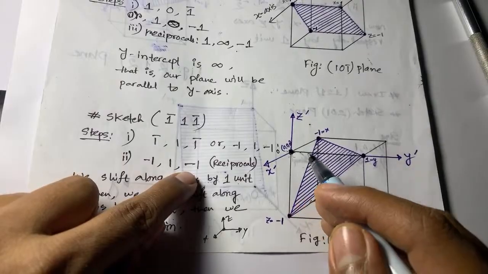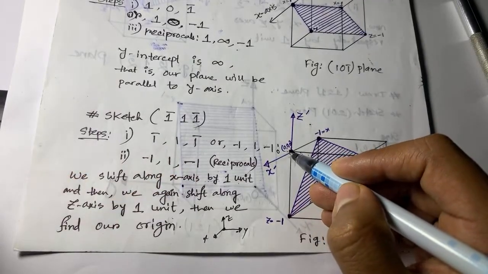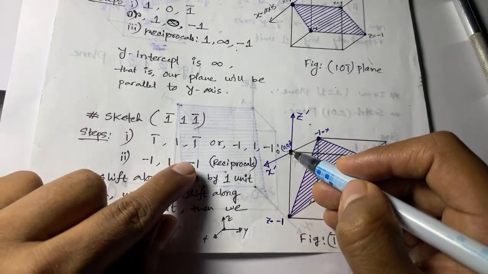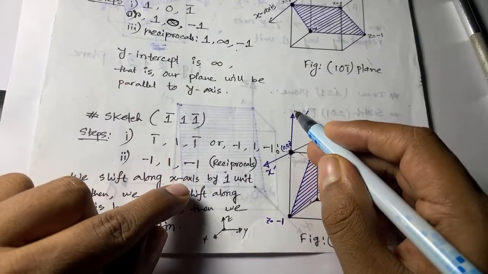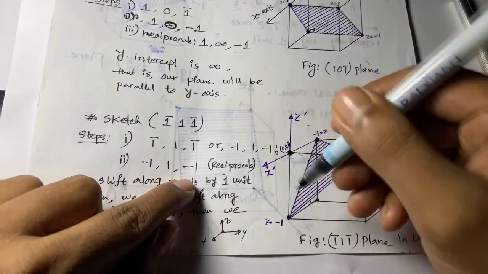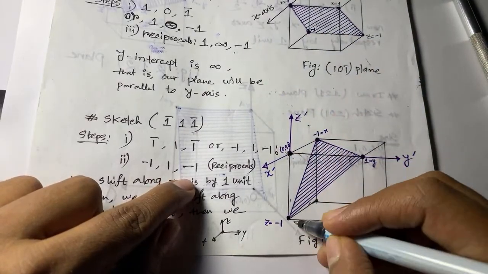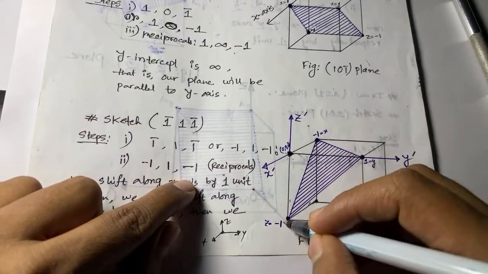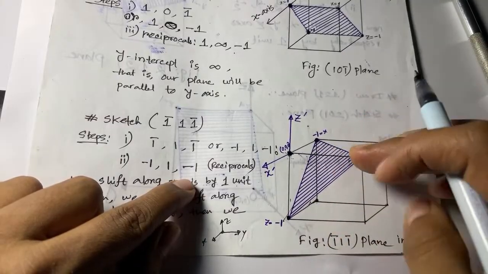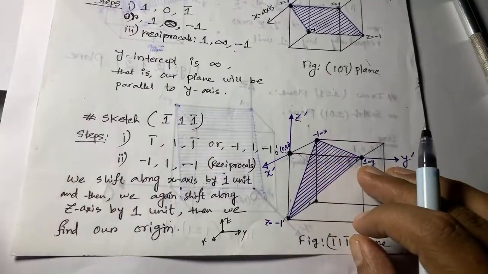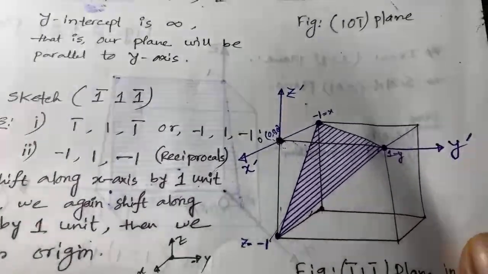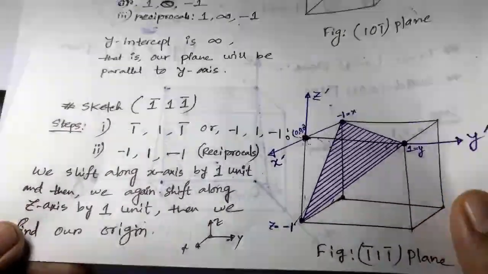Your z value is -1. So again from the origin, you go along the z-axis. Do you go in this direction? No, because your z value is -1. So you go along the negative direction of z and you reach this point. Now you have found these 3 points. You draw the lines and you shade this region, and this region is the plane for the Miller indices that I was looking for.